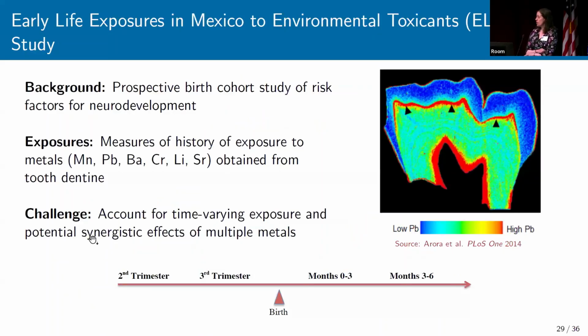So an example illustrating this method is the ELEMENT study, which is a prospective birth cohort study of risk factors for neurodevelopment. And the exposures are measures of history of exposure to metals obtained from tooth dentin. And you can see this really cool image showing how they measure these metals from teeth. And the challenge is to account for the time varying exposures and the potential synergistic effects. We have mixtures and time varying effects. And this study had 2 time points of exposure prior to birth and then 2 time points after birth.